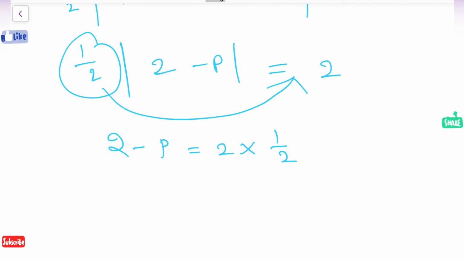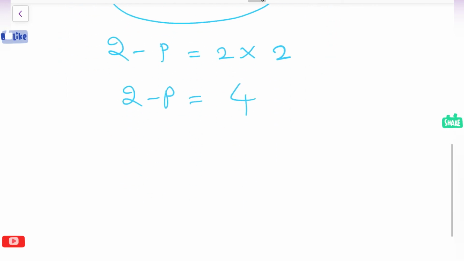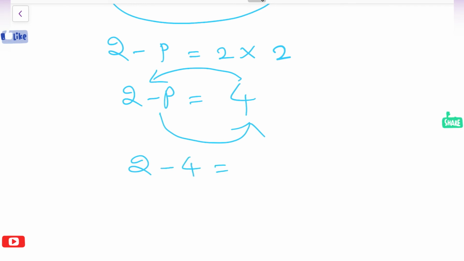So 2 minus p is equal to 2 into half, sorry, if I take it to the other side, it will become reciprocal. So this is nothing but 2 by 1, nothing but 2. So 2 minus p equals 2 twos are 4. I'll take minus p to the other side, then plus 4 on this side. So we will get 2 minus 4 is equal to p. So p equals 2 minus 4, that is nothing but minus 2.